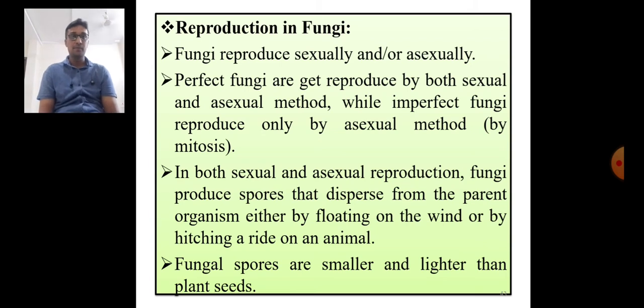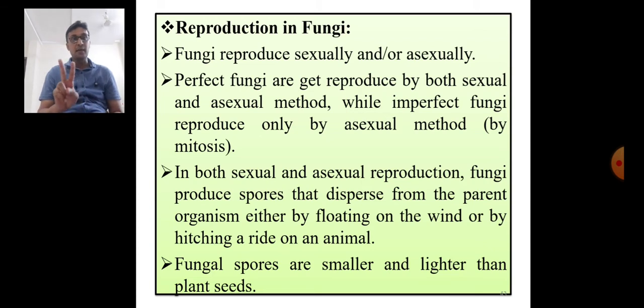Try to understand. If the fungus growth is perfect, then you can say it may have been produced by the sexual method or by the asexual method. But if the fungus is imperfect, then it simply indicates that this fungus has been reproduced by the asexual method of reproduction.